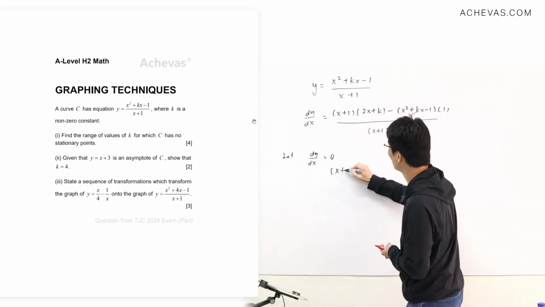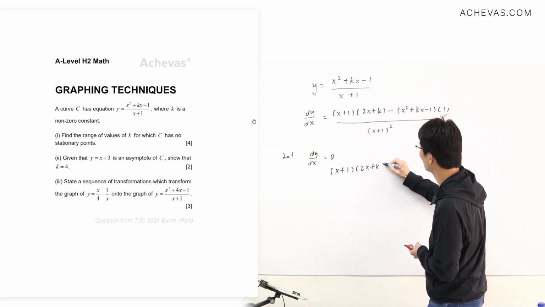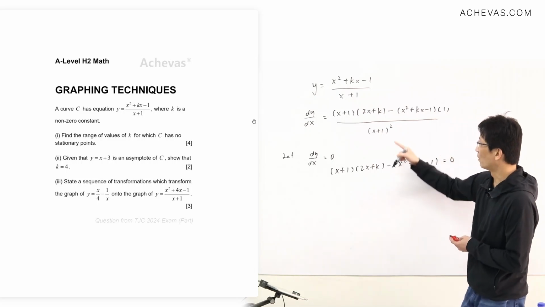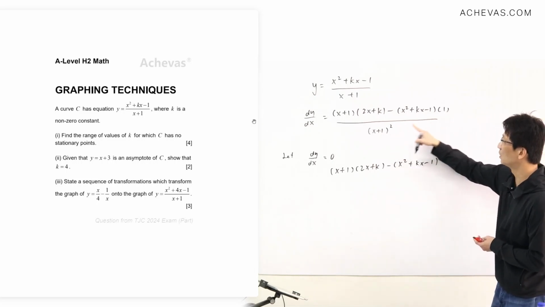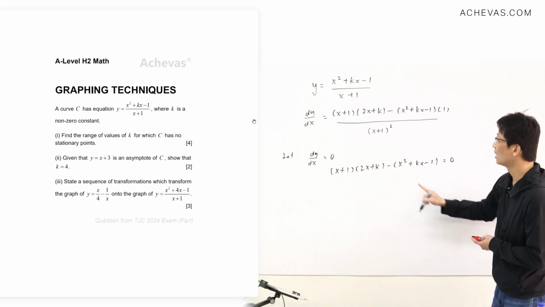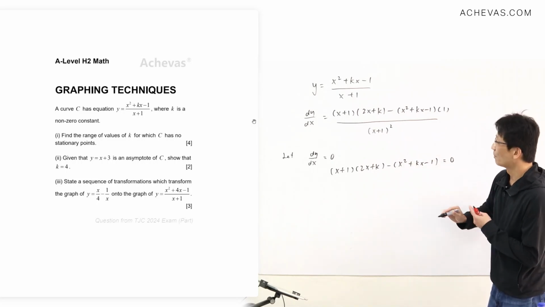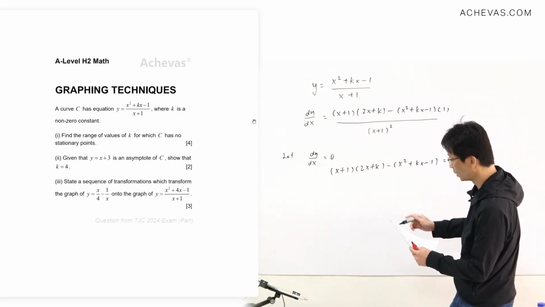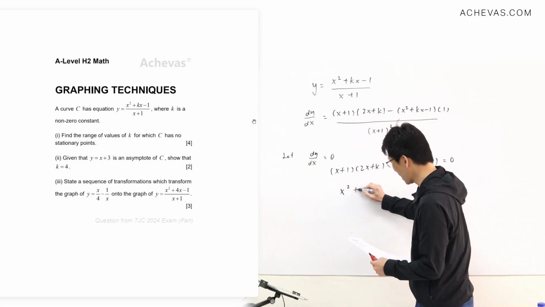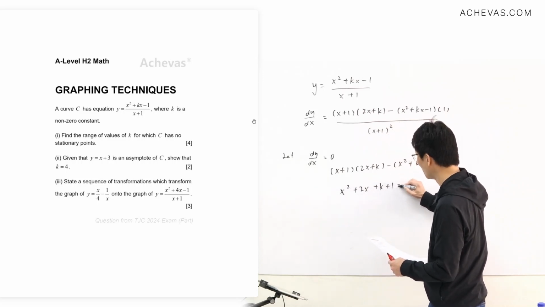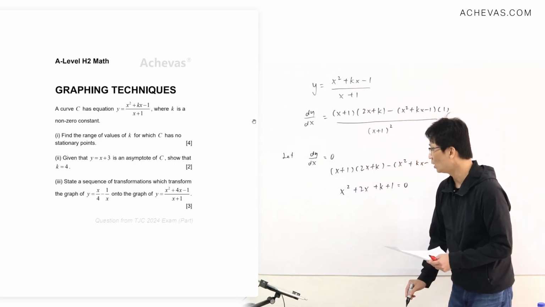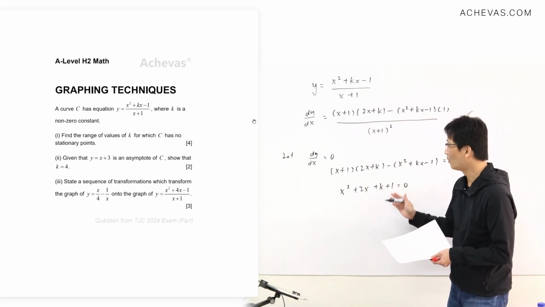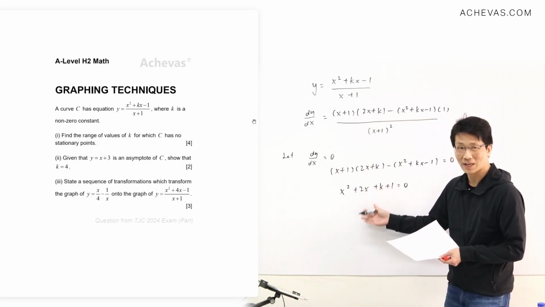And we will end up with this expression here equal to 0. For this, I will be equating the numerator to 0. The denominator, I can just multiply over, and I'll just be left with this. By expanding everything and simplifying it, we will be able to get a quadratic equation, which is x squared plus 2x plus k plus 1 equal to 0. If we don't want to have any solution for this, that means no stationary point, I will be putting the discriminant to be less than 0.